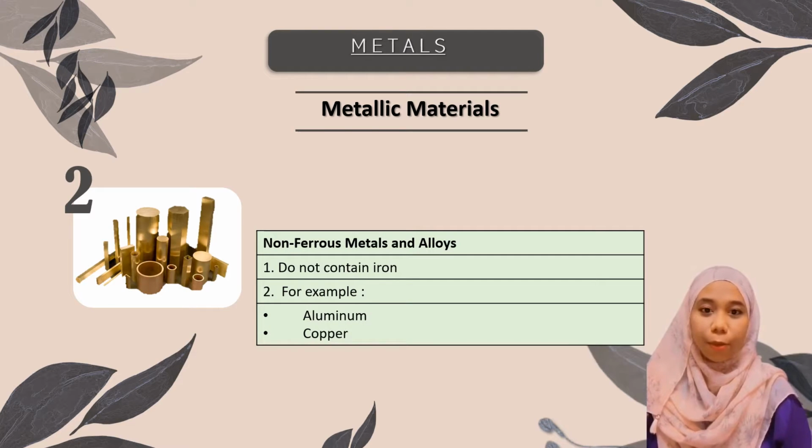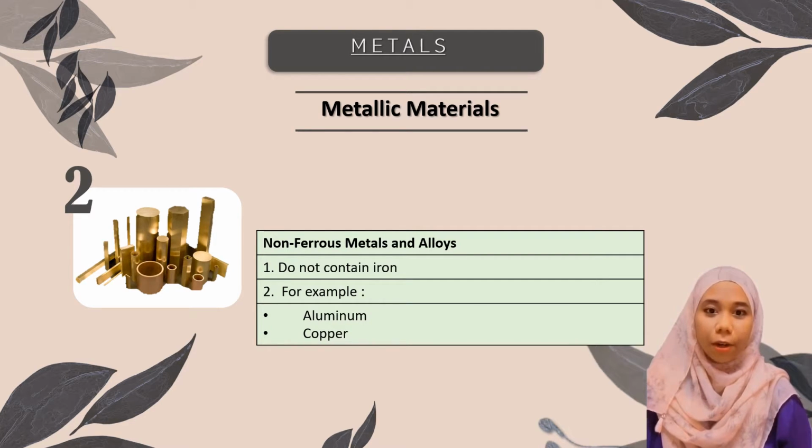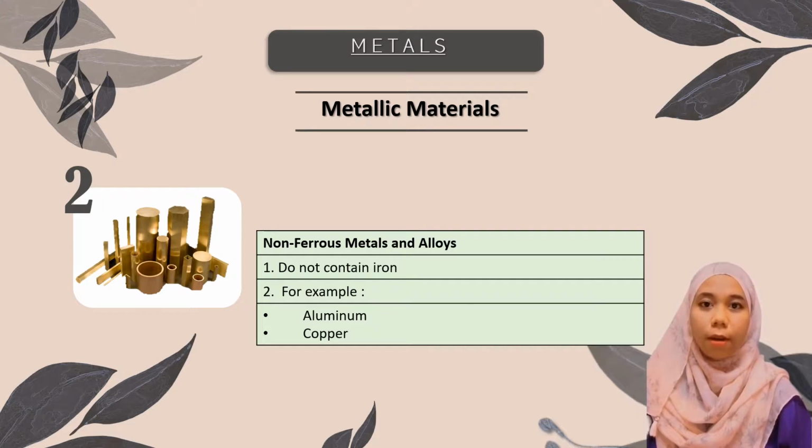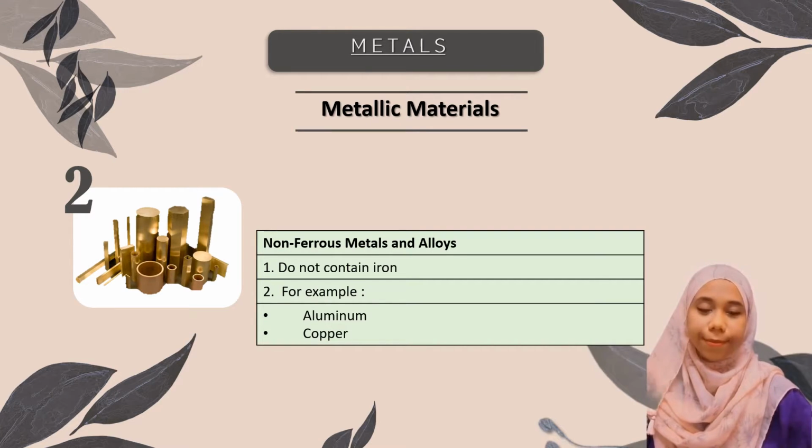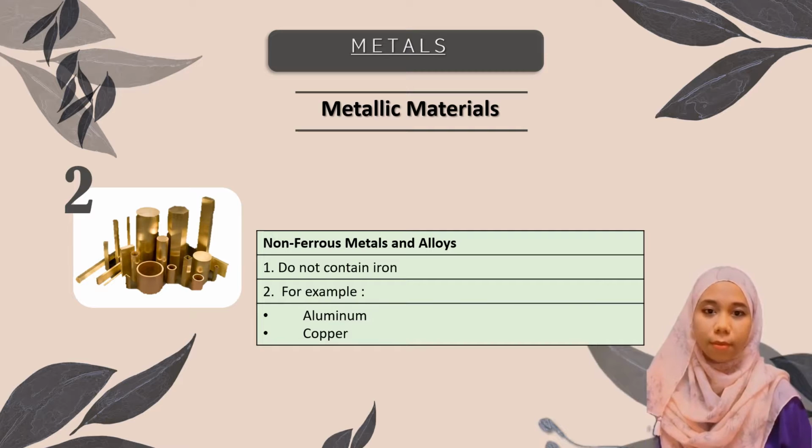So the second one is non-ferrous metals and alloys. As it says from the name, non-ferrous metals really means that it does not contain iron. So for example, non-ferrous metals and alloys are aluminium and copper. Further explanation on what is ferrous and non-ferrous metal can be obtained from the next video.